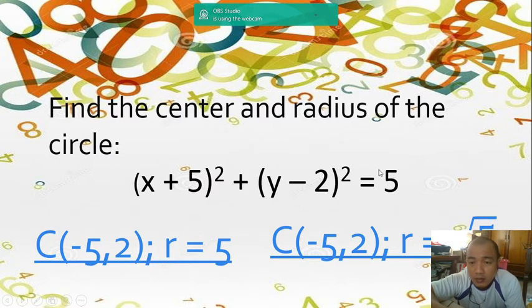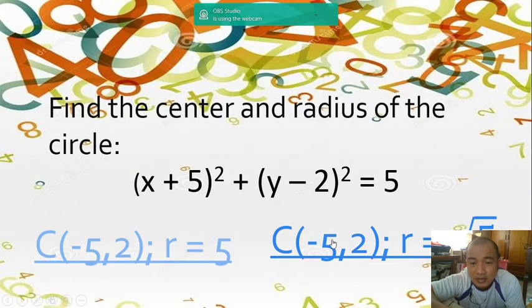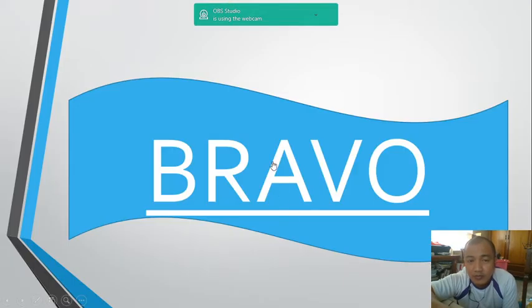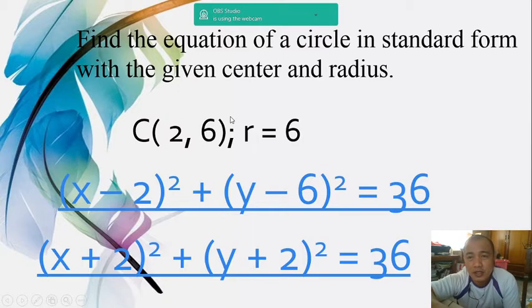But how about the radius? Is it also 5? Wrong. What is the square root of 5? Is it the square root of 5? That's correct. So definitely, this is the correct answer, and this is the wrong answer. If your answer is this, then try again. And this is the correct answer: negative 5, 2 is the center, and the radius is the square root of 5. Bravo.